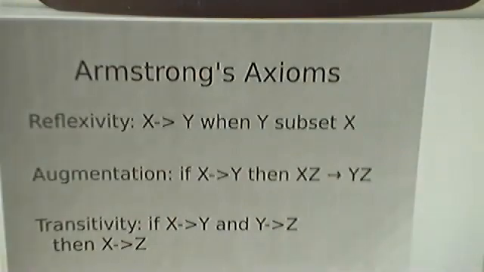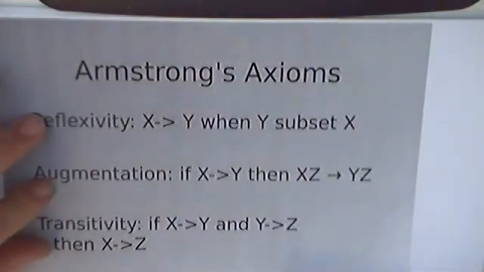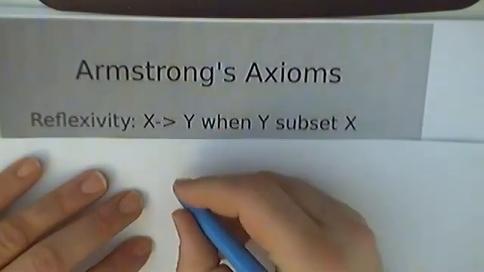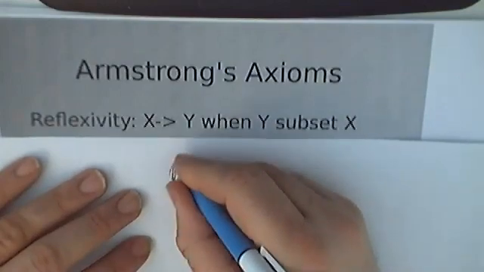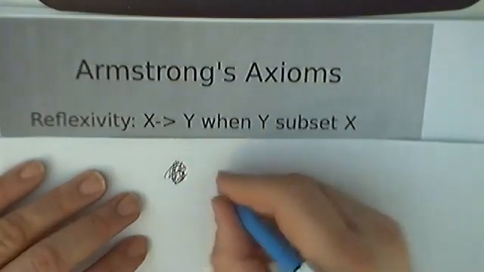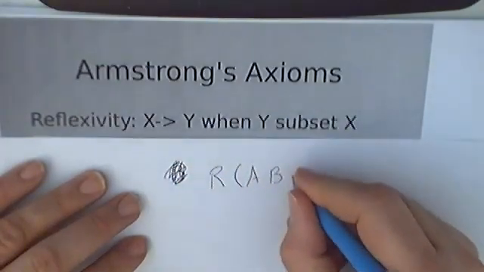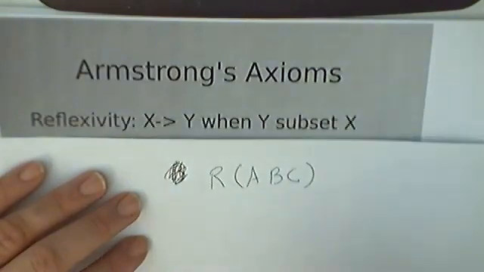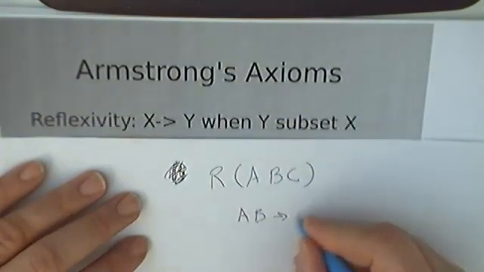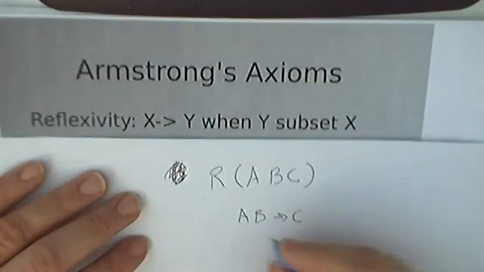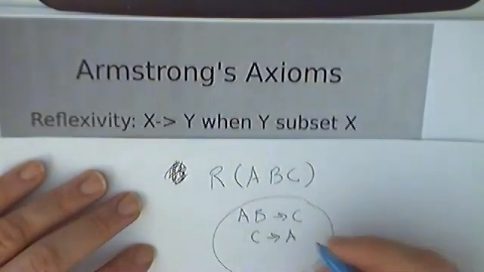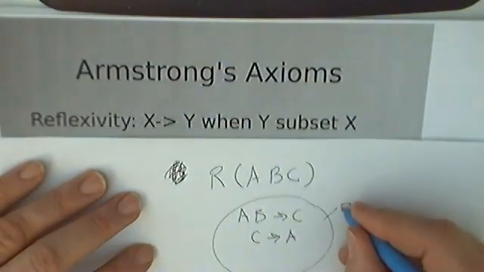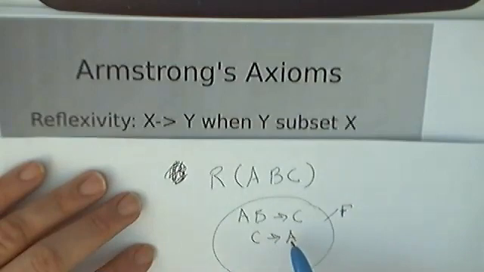A lot of times, I'll say we can use Armstrong's axioms or whatever we want, but let's just look at three attributes. I want to keep it kind of simple here. Start over. R, A, B, C. Let's say we have AB goes to C, and then we have C goes to A. So that's F. And then let's compute the closure of F.